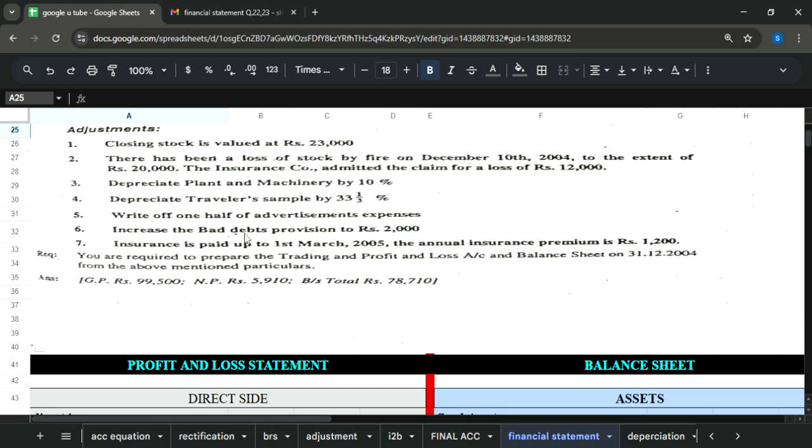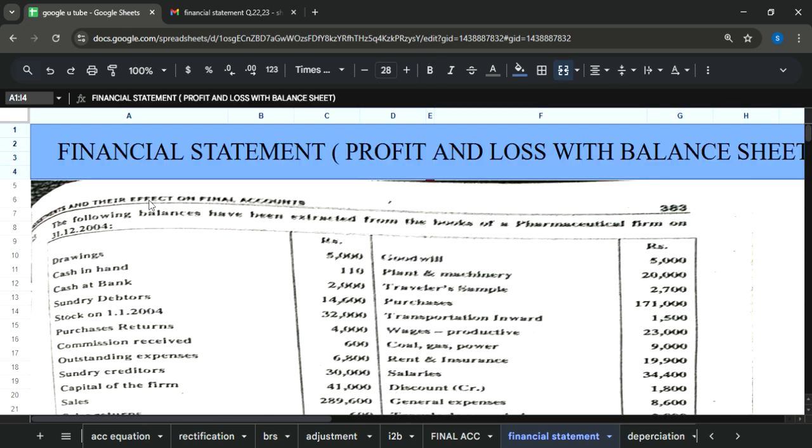Then this one, increase in bad debts. The word 'increase' could change our perception, but we have chosen the old way of calculation of bad debt adjustment in spite of the presence of the word increase. So these two adjustments were new. I'm requesting you to please repeat and revise them. So it means our question has been completed. All four parts we have solved and their answers are matched.